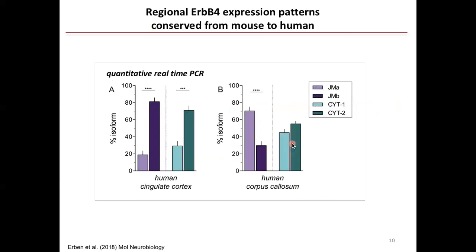As you can see on this slide, we found that JMb and CYT-2 comprise 70 to 80% of ErbB4 transcript in the cortex, whereas in the corpus callosum, JMA is present in about 70% of ErbB4 transcripts, and the CYT isoforms were expressed at more or less equal levels. The relative distribution of ErbB4 transcripts is very similar between the mouse and human brain, suggesting that the cell type-specific expression of ErbB4 transcripts in the adult human and mouse brain is conserved.